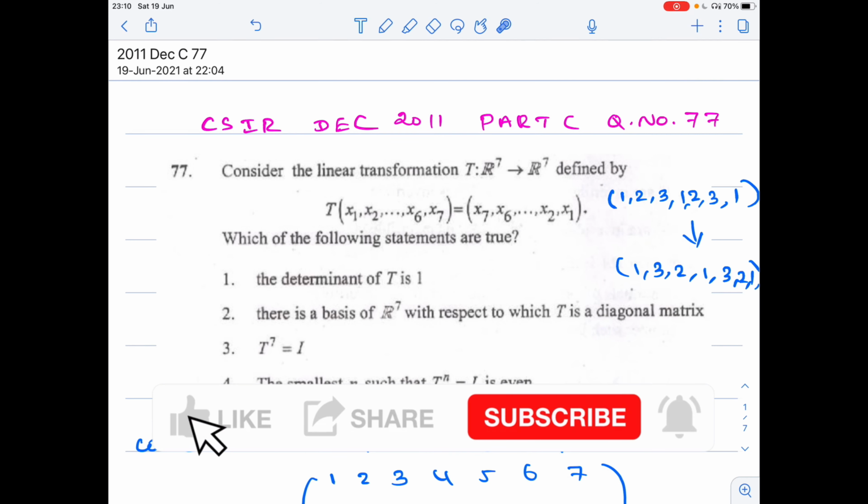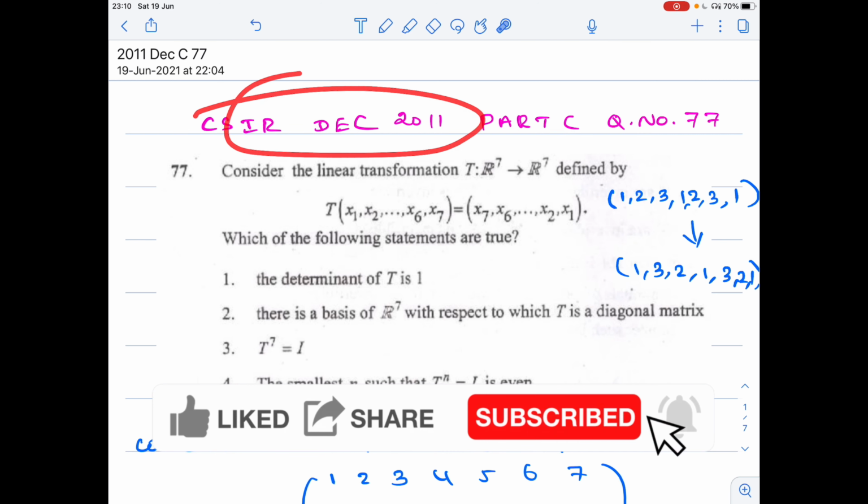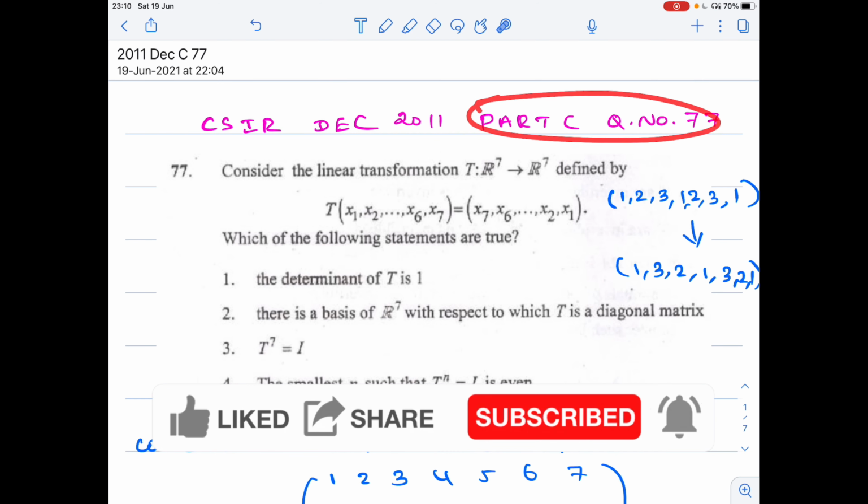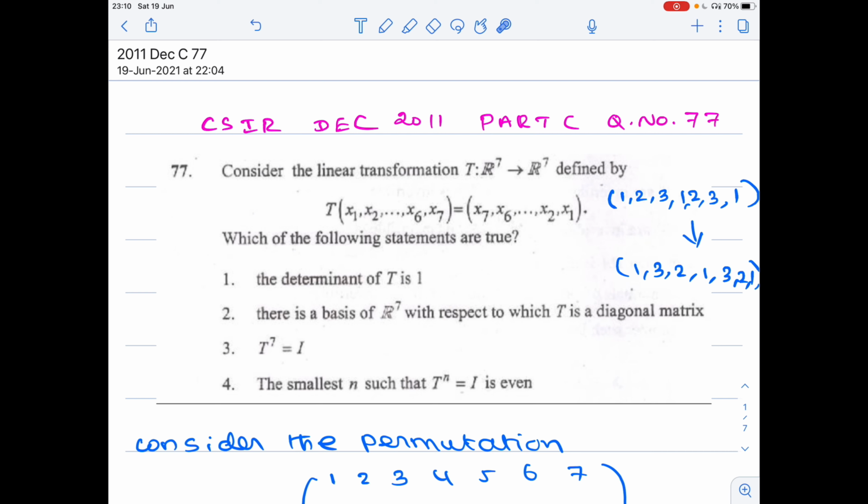Hello mathematicians. Today we see one nice problem asked in CSIR December 2011. It is a Part C problem. Again, this problem is about diagonalizability of matrices. Okay, let's see the question.